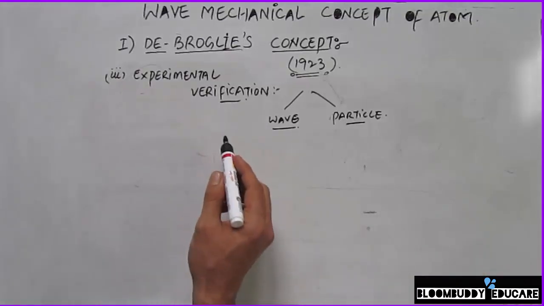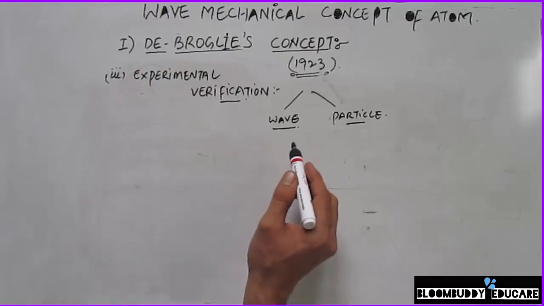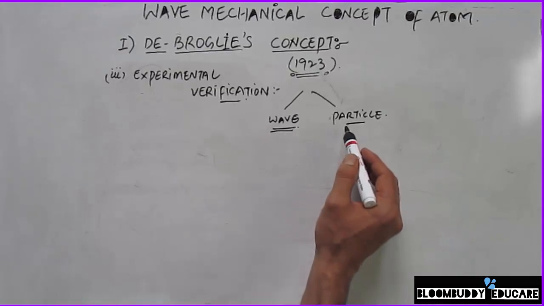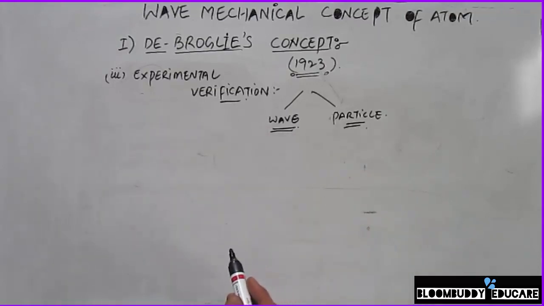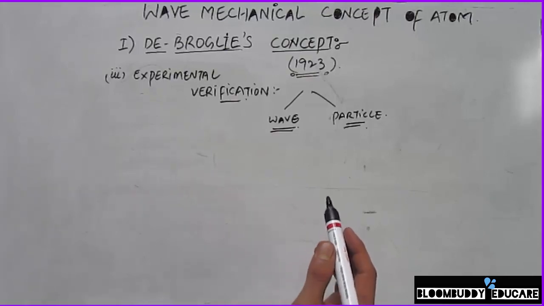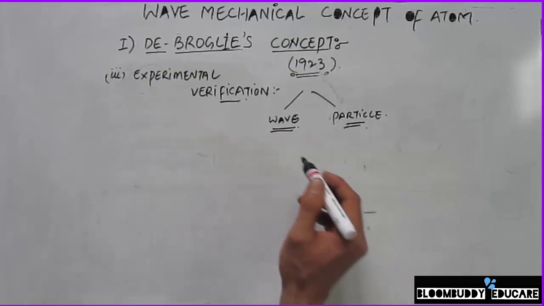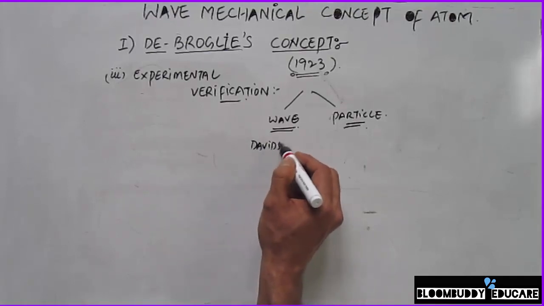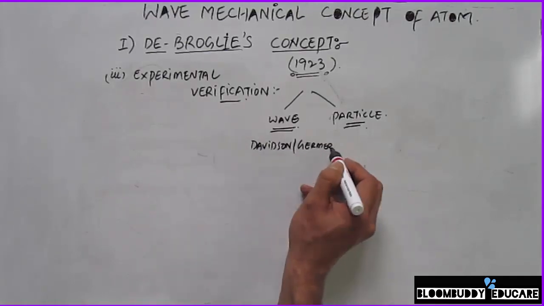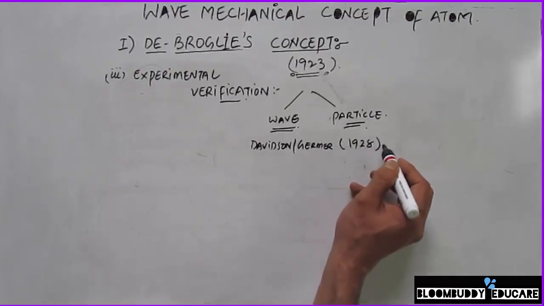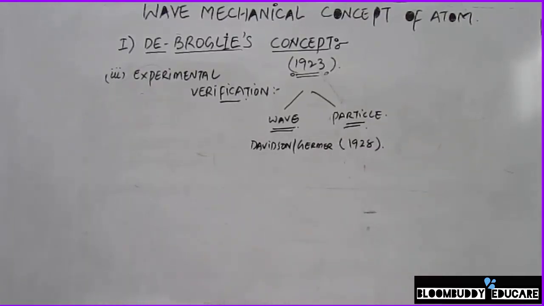Also, in the experimental verification part, as I already mentioned, we need to prove the de Broglie's equation in both wave terms as well as in the particle terms. So if we try to prove this equation in terms of wave nature, this experiment was done by Davisson and Germer, and they carried out this experiment in 1928. So in this experiment, wave nature of electron was confirmed experimentally.